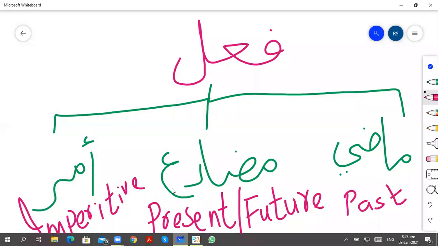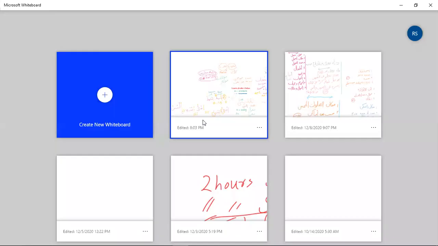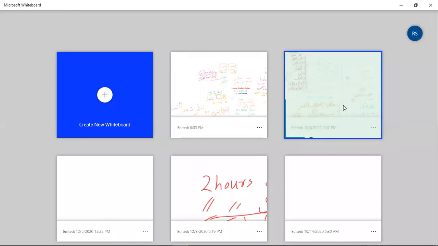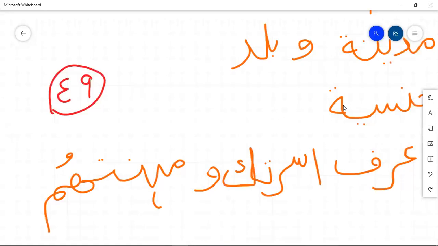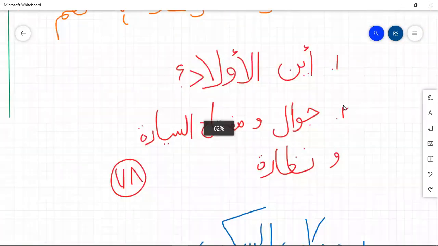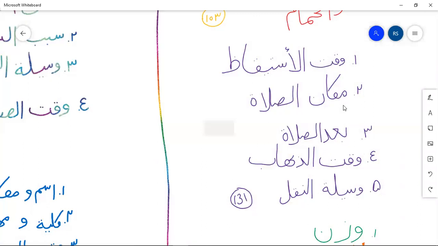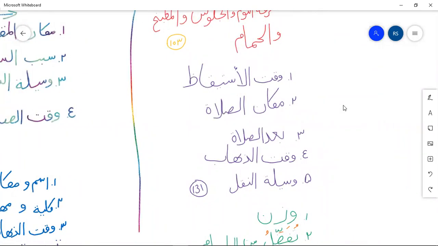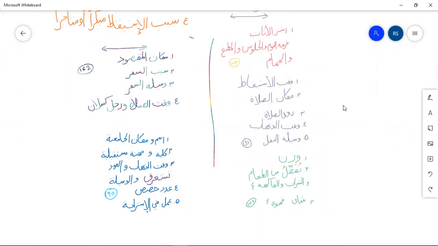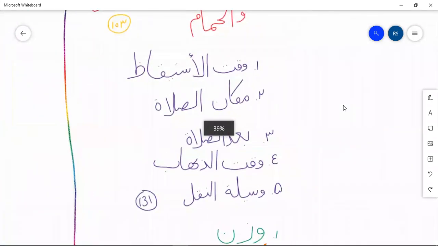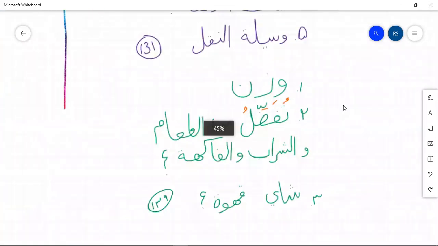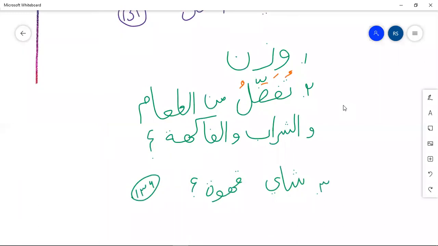Who wants to practice the dialogue? Raise your hand. Where did we stop last time? Anybody remember? Assalamu alaikum. Wasilatun naqli waqt adh-dhahab. Okay. Now we'll start this one, the green one. Wazan, tafdilu, min, at-tawl. Okay, Miss Satya and Miss Reema.